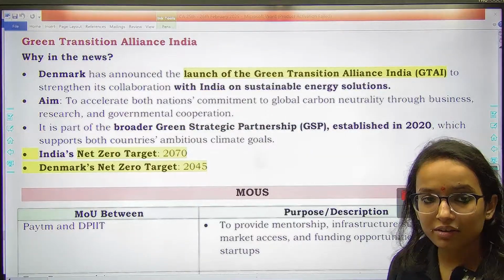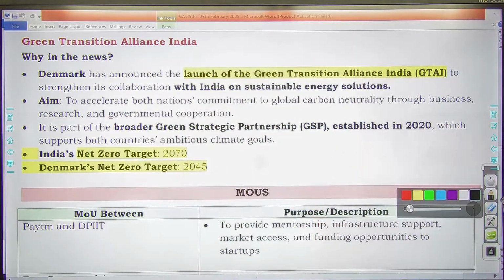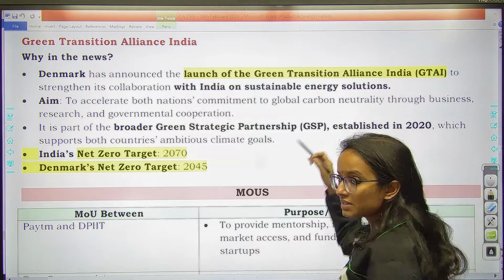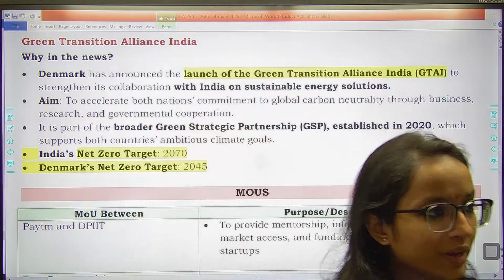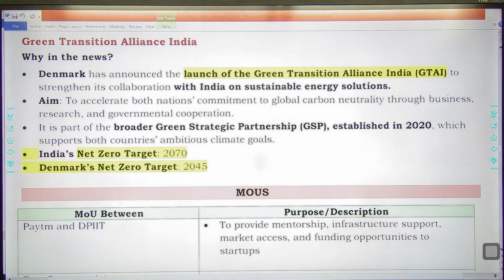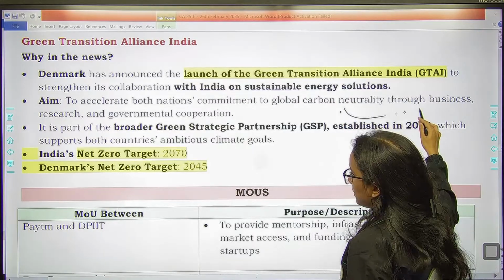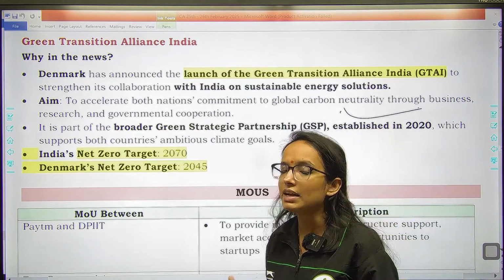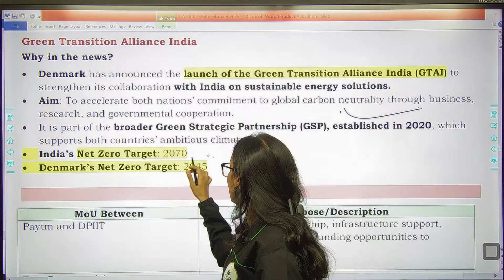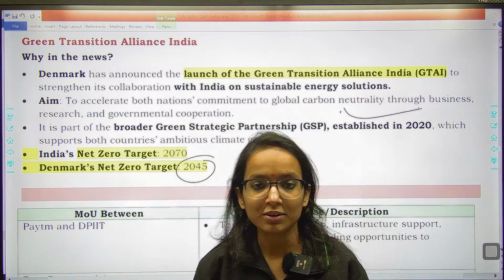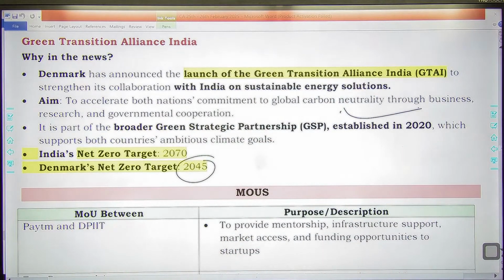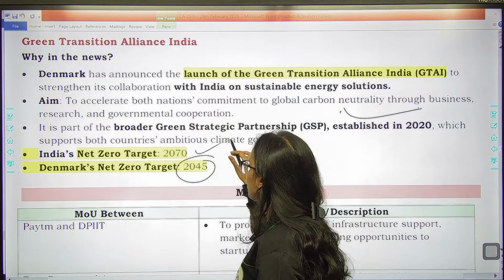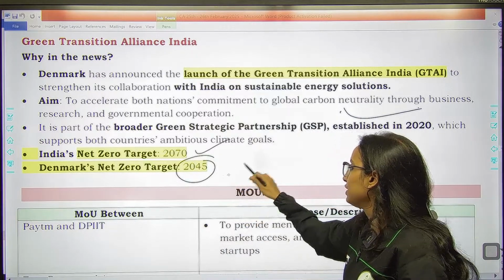Next, Denmark recently has announced the launch of the Green Transition Alliance with India. Denmark and India will be collaborating, remember this thing, the Green Transition Alliance with India. So India and Denmark will be collaborating towards global carbon neutrality, है ना. नेट जीरो एमिशन का जो टारगेट है, इंडिया का it is 2070, डेनमार्क का it is 2045. डेनमार्क is quite advanced, you see. हमें भी टाइम लगेगा, 2070 तक it will be possible only. So India's net zero target is 2070 and Denmark's net zero target is 2045.